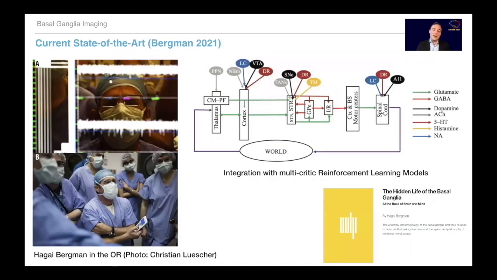What is the current state of the art? If you ask one of the basal ganglia experts, Hagai Bergman, whom you can see here looking at intraoperative data, and who just wrote a really nice book about the basal ganglia that I must recommend, it's really fascinating, will be out soon. You can look at his most modern version of the box and arrow plots, where you can see the classical basal ganglia main axis integrated into a reinforcement actor-critic model that receives dopamine, but also input from other neurotransmitters and modulators to shape the basal ganglia activity.